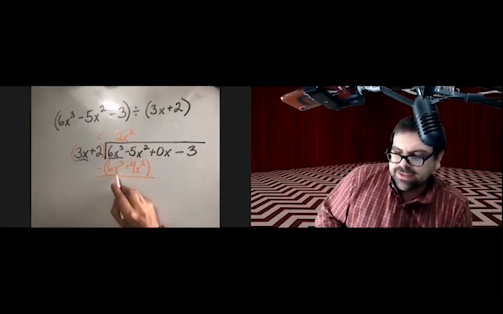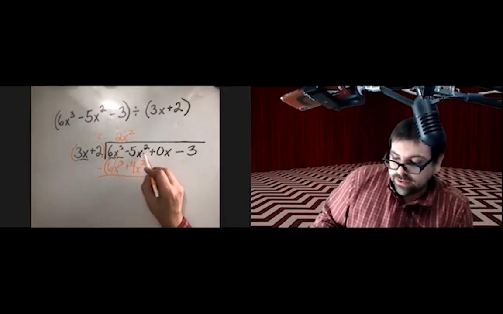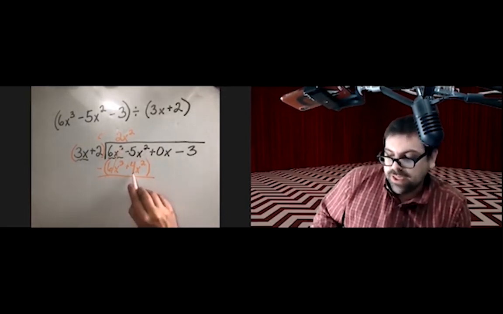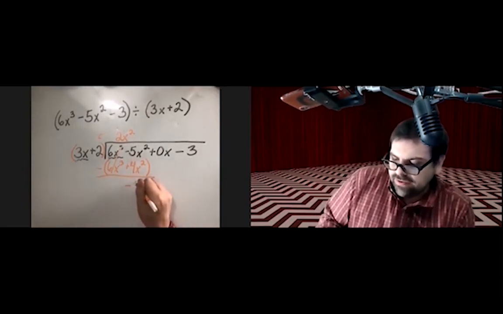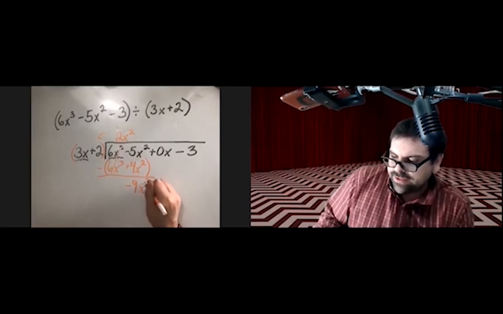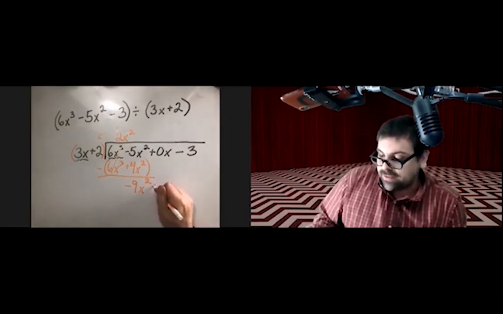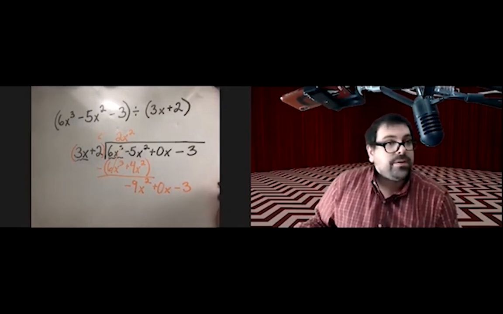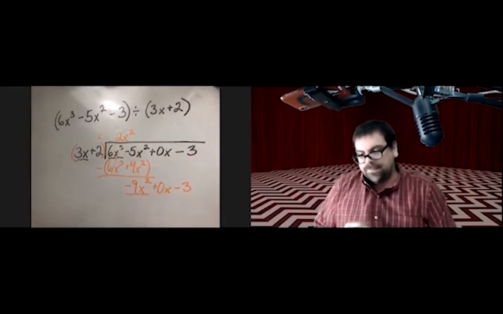6x cubed minus 6x cubed, that goes away. Negative 5x squared minus positive 4x squared. Negative 5 minus 4 would be negative 9x squared. Bring down the rest. Plus 0x minus 3. Now we're done with this stuff up here. We're going to do it again, looking there.